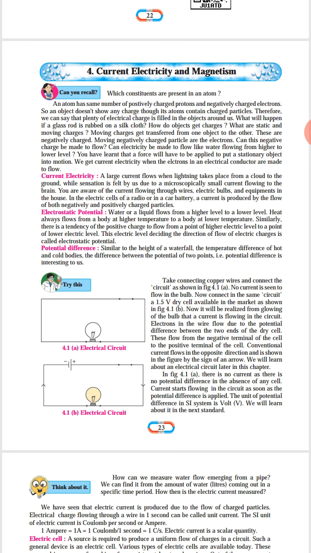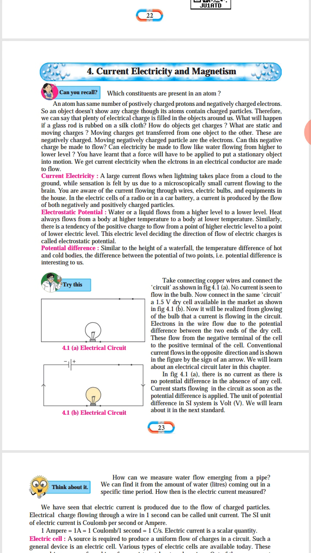Dry cell, lead cell, NiCd cell are sources of electricity. Electric circuit: a continuous path consisting of conducting wires, a switch or a plug key, and other resistance between the terminals of a cell, along which an electric current flows, is called an electric circuit. To obtain more potential, different cells are connected in series.